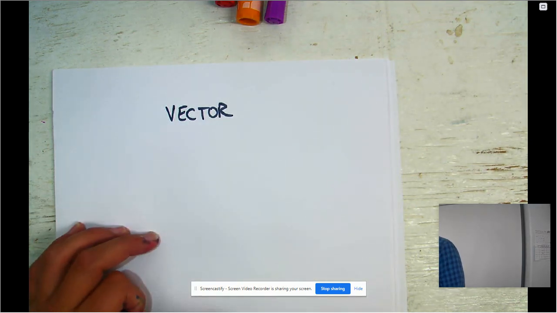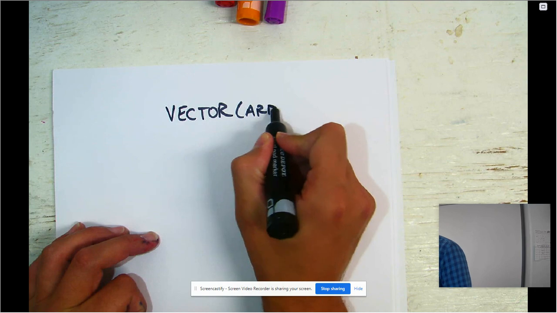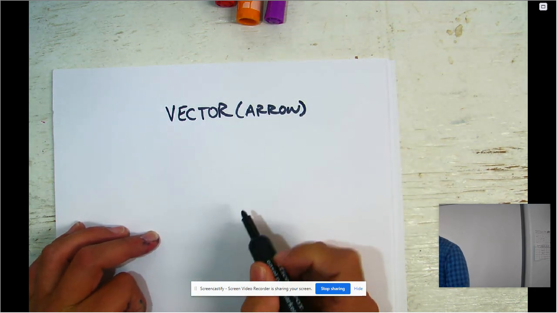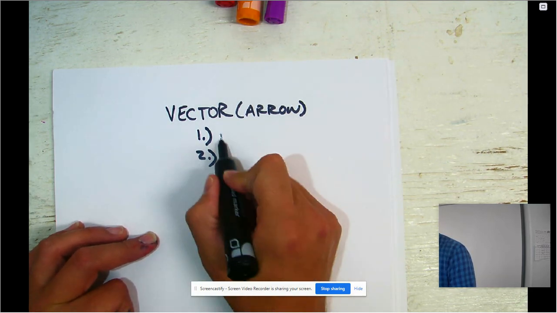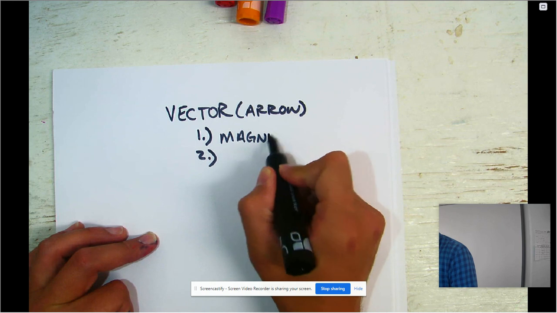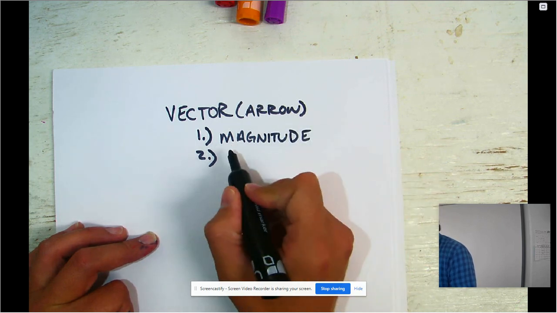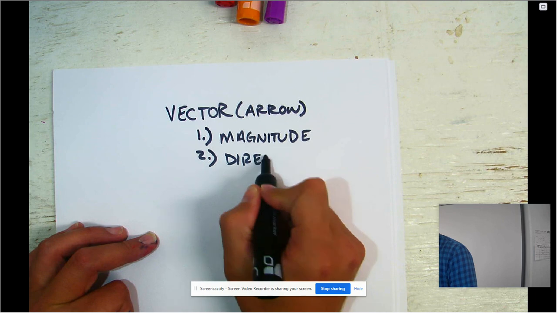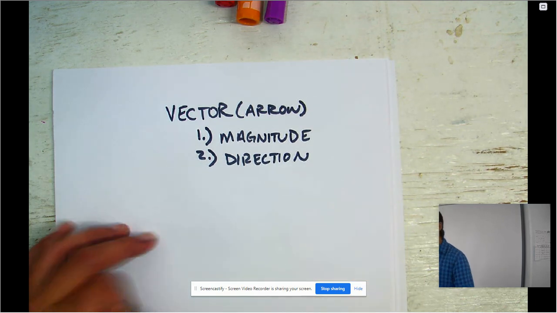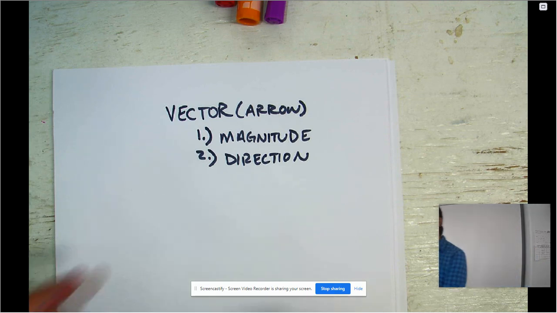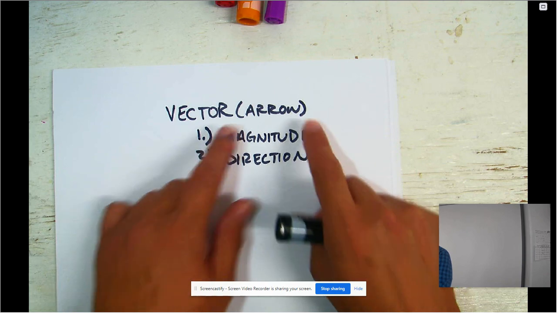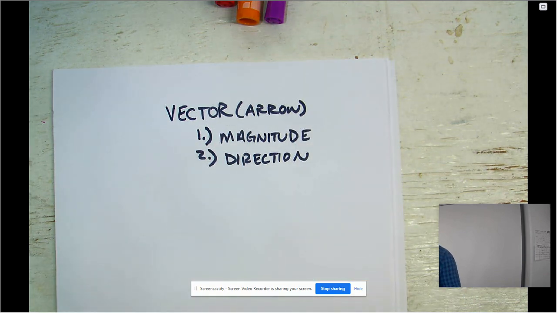A vector can be represented with an arrow. It has to have two different things. A vector shows magnitude, and it shows direction. So the magnitude is just how much, right? It's the number. And the direction, of course, is which way it's going. So a vector has magnitude and it has direction. That's why we can use an arrow to represent a vector.